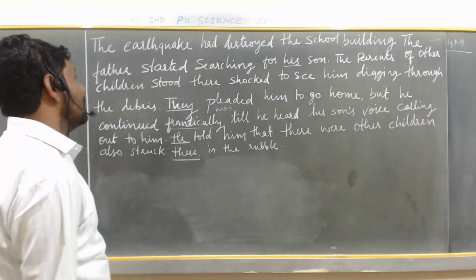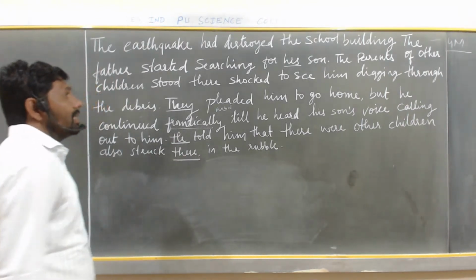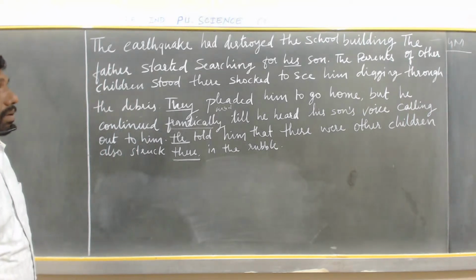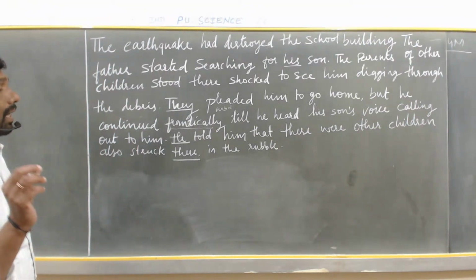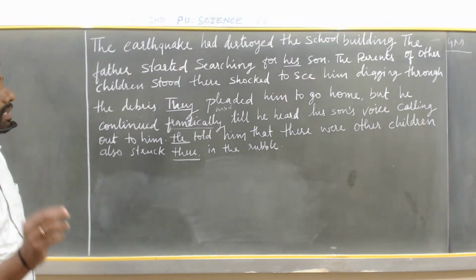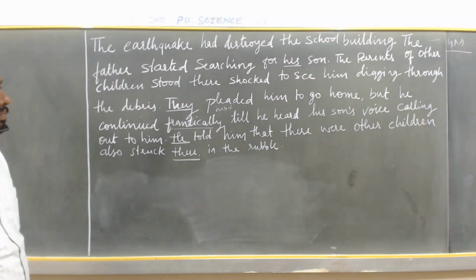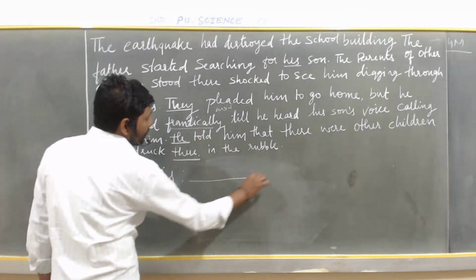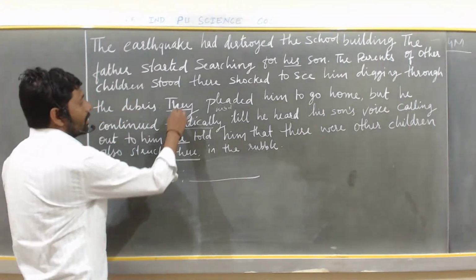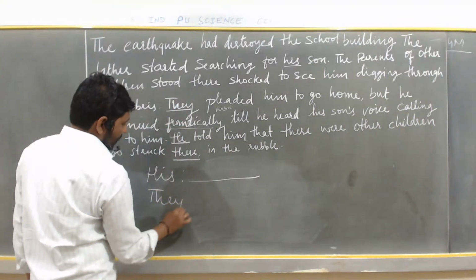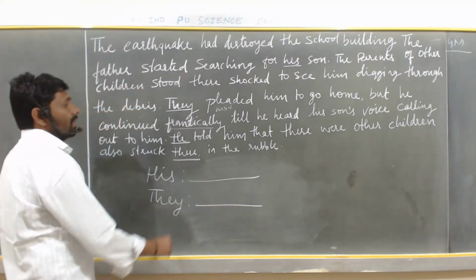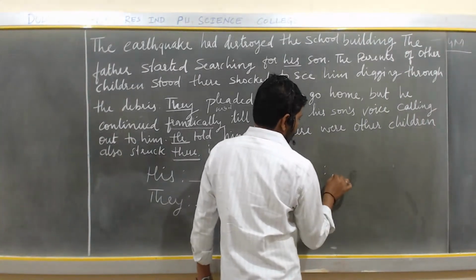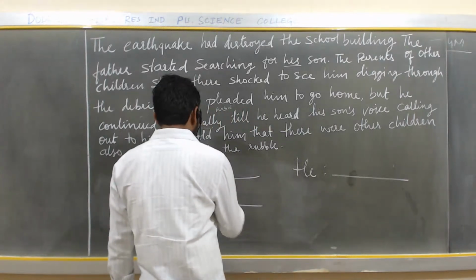Now you come to the point of answering. So which are the underlined? The question will be like this. Try to identify what the underlined words refer to. For example, his is an underlined pronoun. They, the next, he, and next, there.